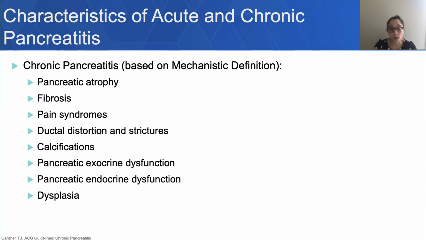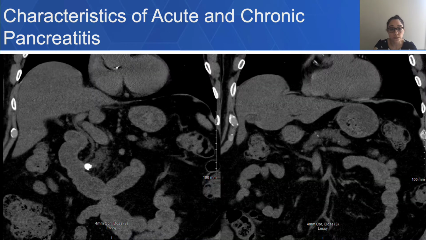The diagnosis of chronic pancreatitis is based on the mechanistic definition, which includes pancreatic atrophy, fibrosis, pain syndromes, ductal distortion and strictures, calcifications, pancreatic exocrine and endocrine dysfunction, and dysplasia. Here we can see a few of those findings, which includes intraductal stones, calcifications, and pancreatic atrophy.